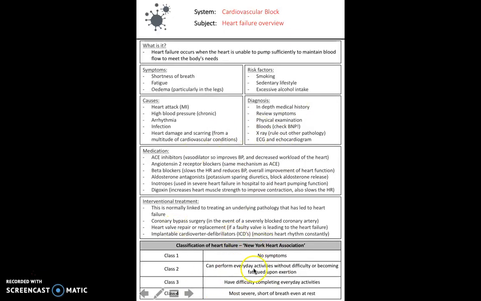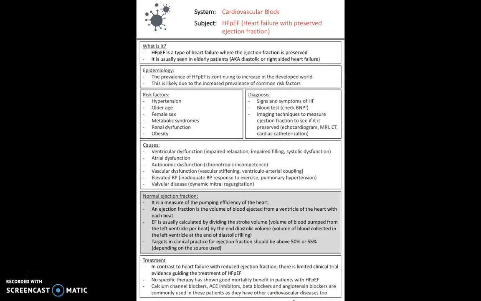One classification system to be aware of is the New York Heart Association classification, and it's quite a simple classification to be aware of and easy to grade. So it's class 1 to 4, with class 1 having no symptoms, class 2 can perform everyday activities with no difficulty, class 3 has some difficulty completing everyday activities, and class 4 is the most severe and is short of breath even at rest. The two types of heart failure are heart failure with a preserved ejection fraction and heart failure with a reduced ejection fraction.